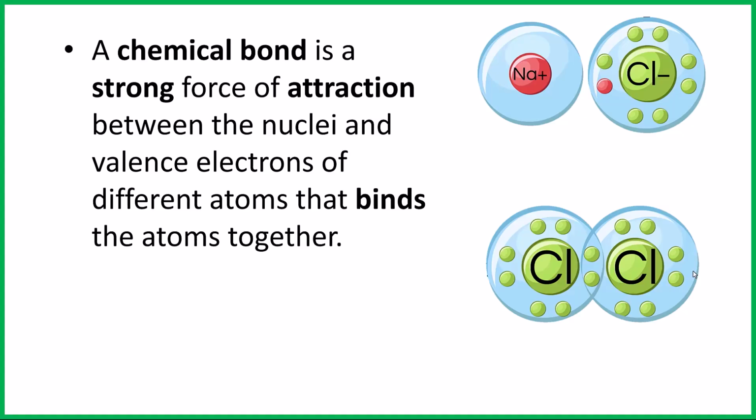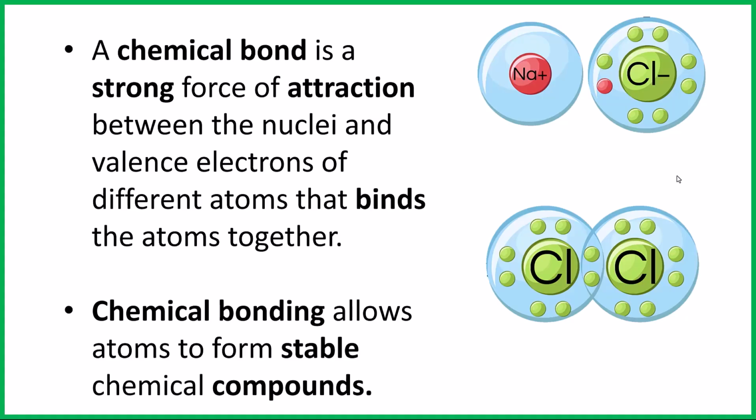A chemical bond is a strong force of attraction between the nuclei and valence electrons of different atoms that binds the atoms together. So this is how we form molecules, which are the basic component of compounds. Chemical bonding allows atoms to form stable chemical compounds. So even though they may be slightly unstable as individual atoms, because they readily gain or lose electrons, when they bond with another atom, it makes that compound stable.